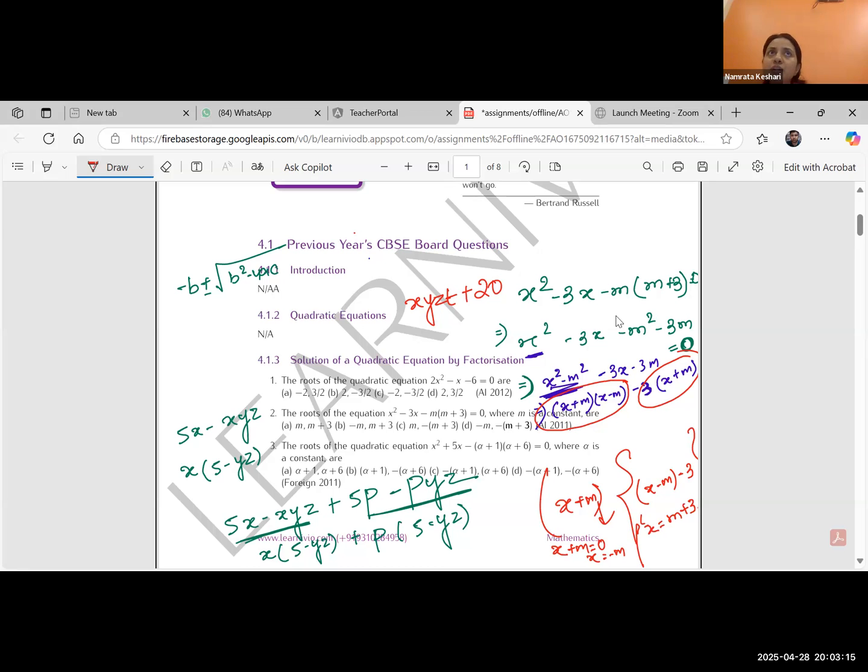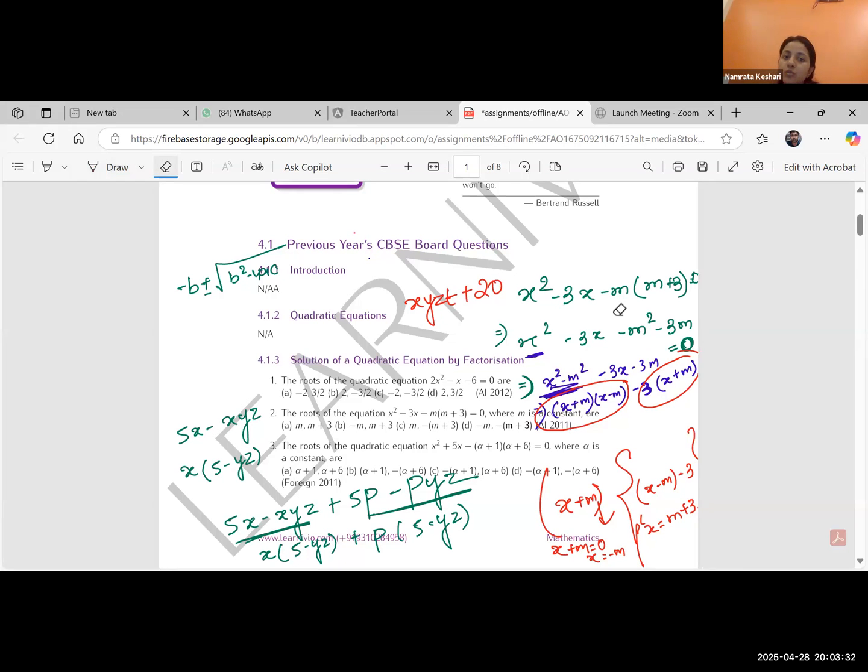Okay, we just need to be clear. Finding the solution means finding the x value. The x value can be anything. So far, any confusion, Inan? No.